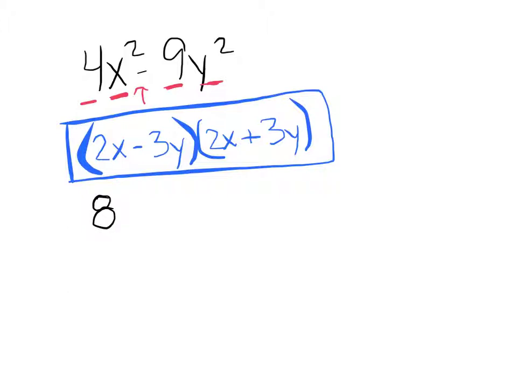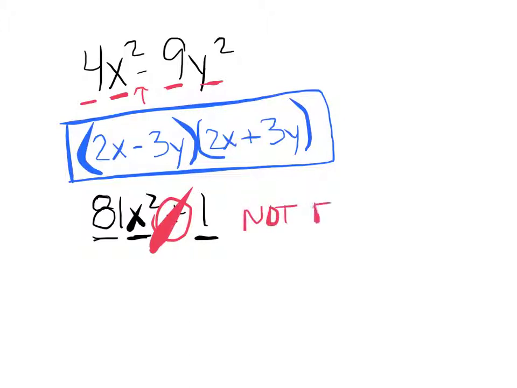So let's say we had 81x squared plus 1. Well, yeah, 81 is a perfect square. So is x squared. So is 1. But it is not a difference. So this is not a difference of squares. This one is actually not factorable.